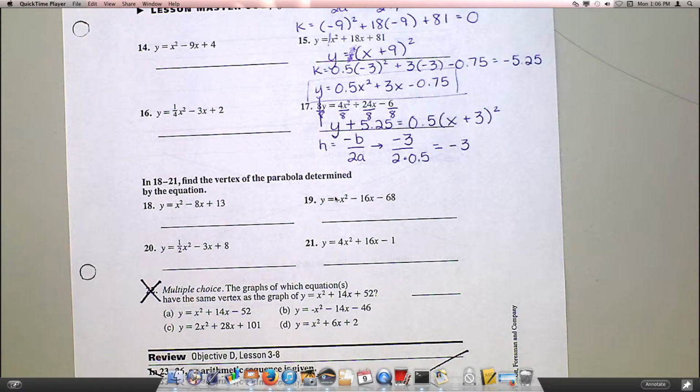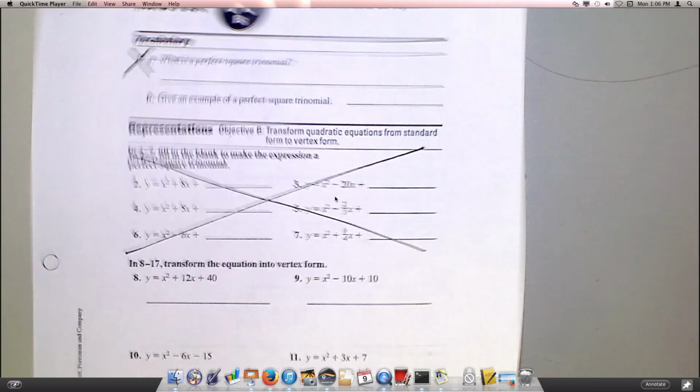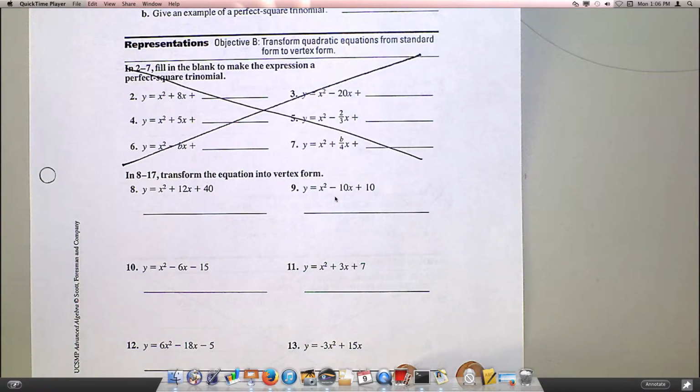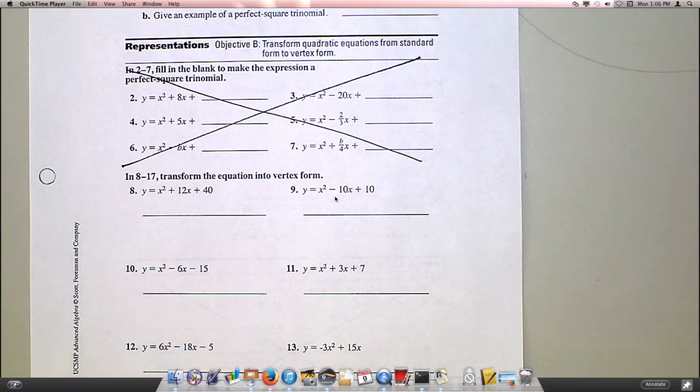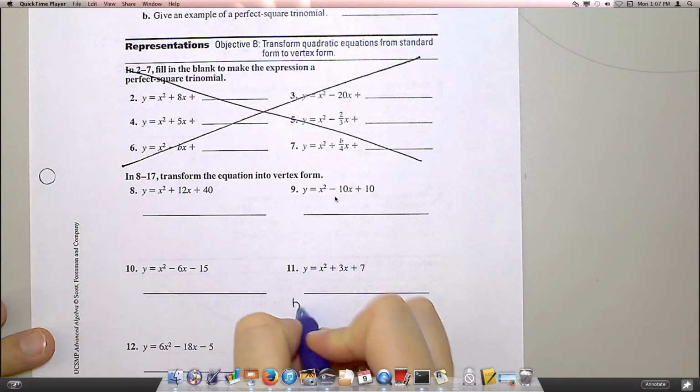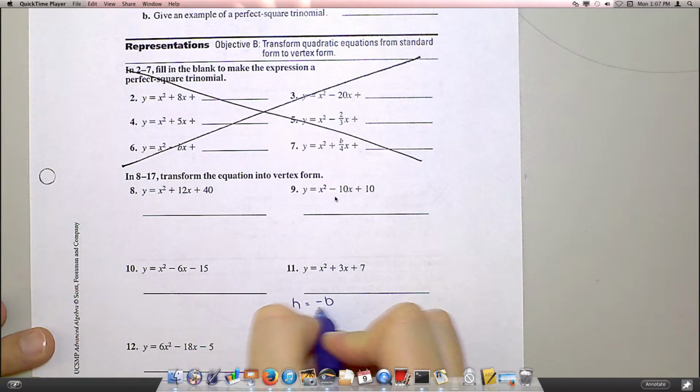Yeah, 11. Okay. 11, x squared plus 3x plus 7. Just out of curiosity, what was difficult about this one? Because third hour asked about this one too. I just got weird numbers. It seemed the weirdest to me out of all of them. Okay. So for 11, I'm going to find h by doing negative b over 2a.